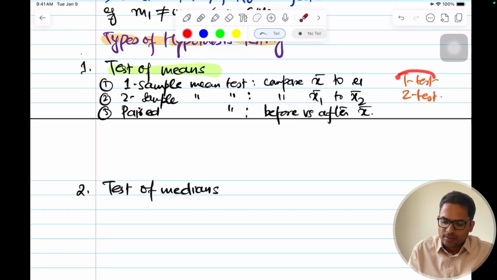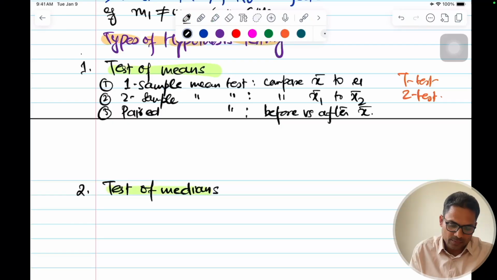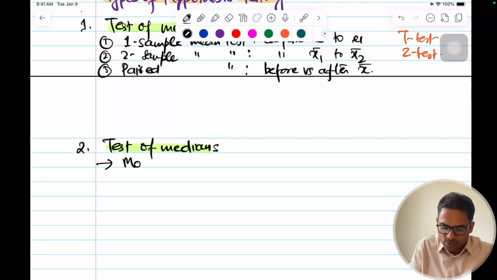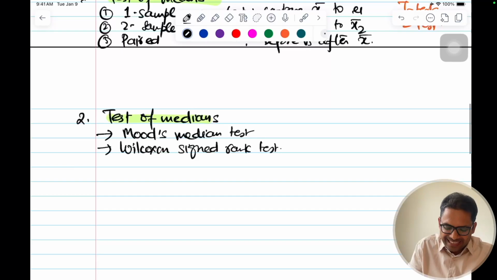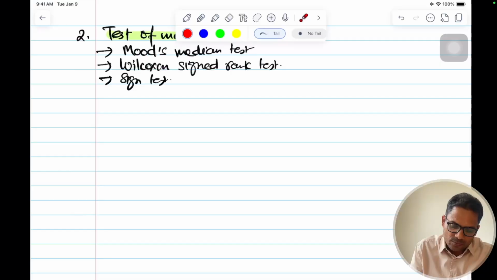I'll discuss that in detail in separate videos, but t test and z test are there. Then we have test of medians. This is simple. You should know that there are a lot, like Mood's median test. Then there's Wilcoxon also, the Wilcoxon signed rank test. So just know this. There's sign test also. Just know about this. Most common is Mood's median test, but I won't discuss this.